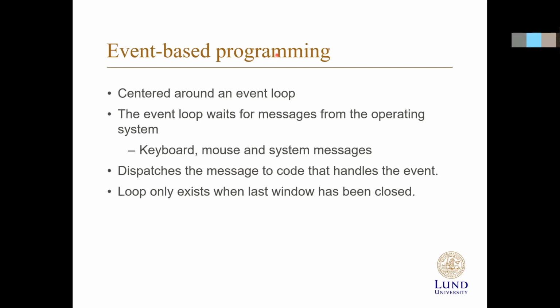For example, you get a message from Windows or Mac or Linux that something happened in your window. You press a key, you click the mouse, or other system messages. That event loop then dispatches the message to the code in your own application that will handle that event. For example, if you open a menu, you perhaps have code to display something. And the loop will exist until the last window in your application has been closed. So usually when you have several windows in your application, you have a single event loop, and when you close the last window, the loop will exit.